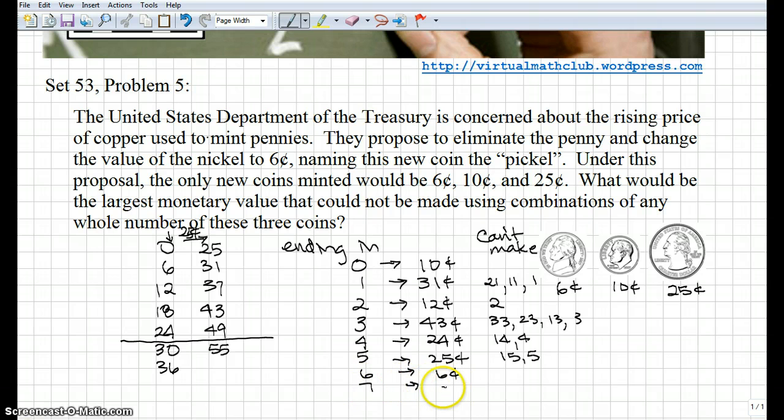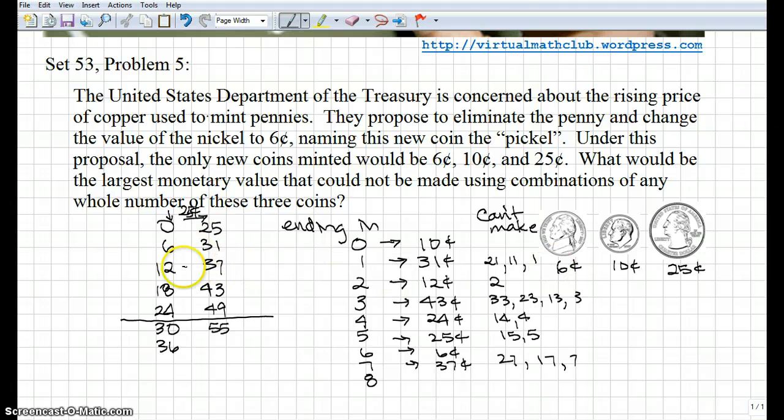Alright, ending in 7. Well, looks like our first one is 37, so we can make 37 cents, but we can't make 27, we can't make 17, and we can't make 7. Alright, 8. Alright, the first one we can make ending in an 8 is 18. So 18 cents we can make, but we can't make 8 cents.